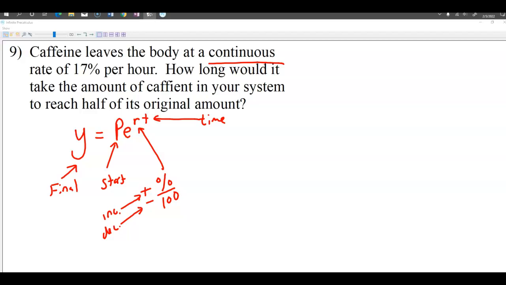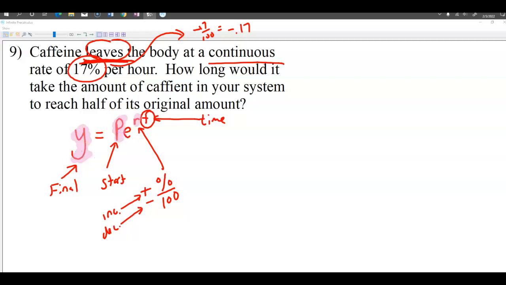So on this problem, they're telling us our R value here is 0.17, and the caffeine is leaving the body, so it's going to be decreasing. So my R value, if I put those two things together, is going to be negative 17 over 100, which is negative 0.17. So there's my R value. After that, they don't tell me anything else. That's not enough information. So we have a problem. Now I want to find T, which means that they need to tell me what R is, which they did, but I would also need to know P and Y.